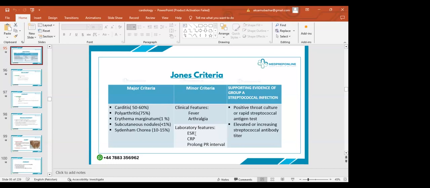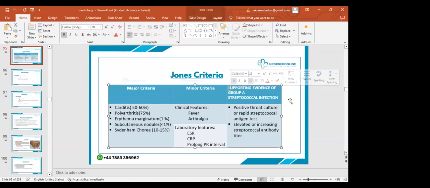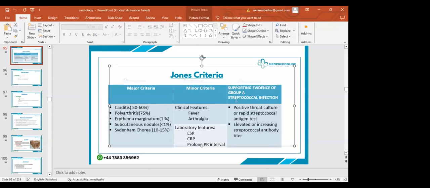And among labs, there is ESR, CRP, and a prolonged PR interval. And you must have supportive evidence. This must be one of the group A streptococcal infection evidence, either through a swab, throat culture, or through the ASOT titer. So basically, they ask you about the ASOT titer.